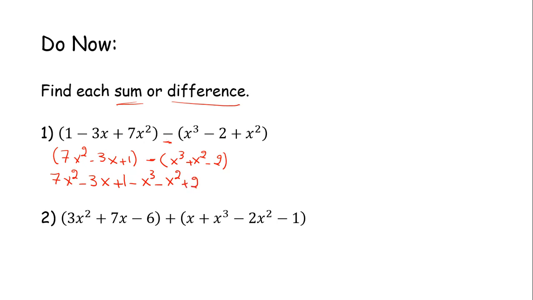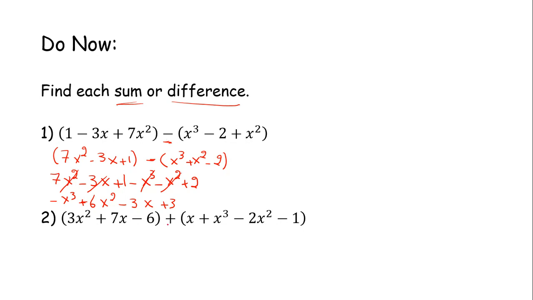Now we combine the like terms, and we start with the highest exponents. It always makes sense to do this. So negative x cubed, cross it out from the list. Now we look at the x squared. I have 7x squared and take away 1x squared, so 6x squared. Then a negative 3x by itself. A positive 1 and a positive 2 will add up to positive 3. So here is the difference. Okay, let's go to number 2.